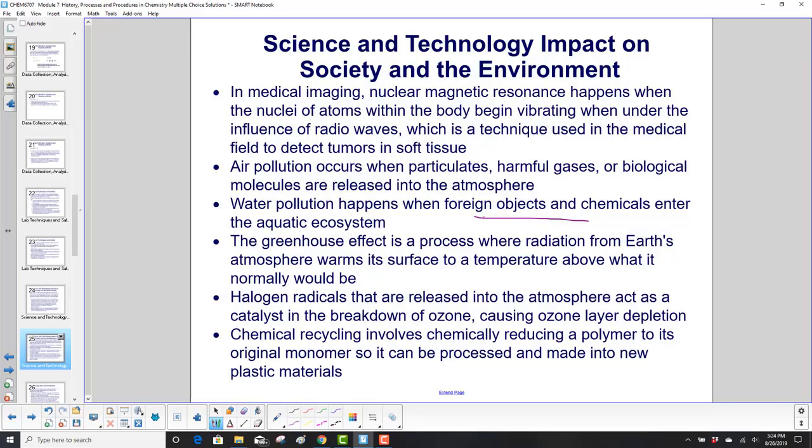Halogen radicals that are released into the atmosphere act as a catalyst in the breakdown of ozone, and that can cause the ozone layer depletion. That was a big deal a couple decades ago, so certain types of aerosols are banned. Chemical recycling involves chemically reducing a polymer to its original monomer so it can be processed and made into new plastic materials and go back into successful and positive applications of technology.